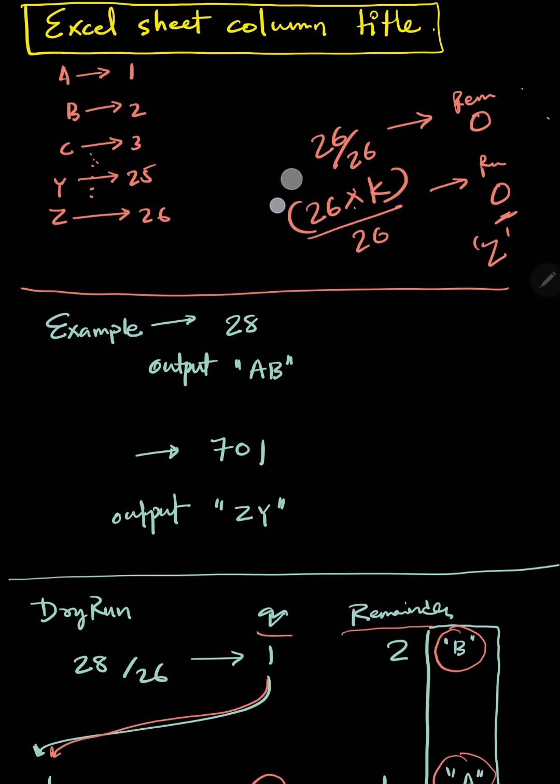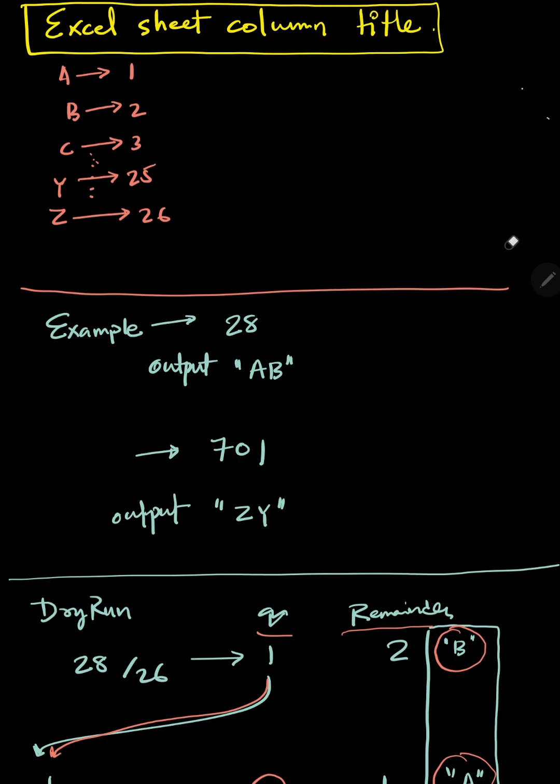Let's suppose that we are given n equals 26 only. So what should be the answer here? The answer here should be Z, right? Obviously, by seeing this one only.